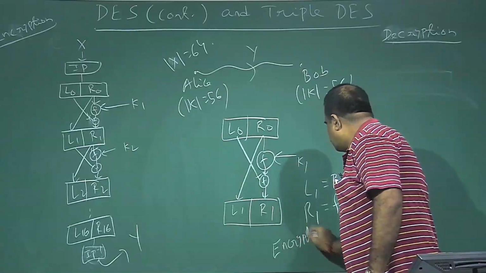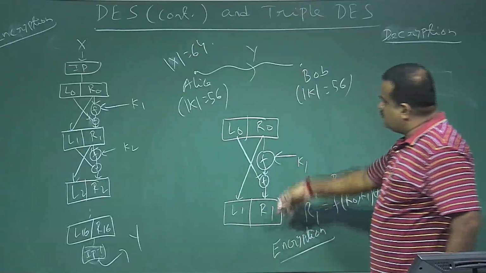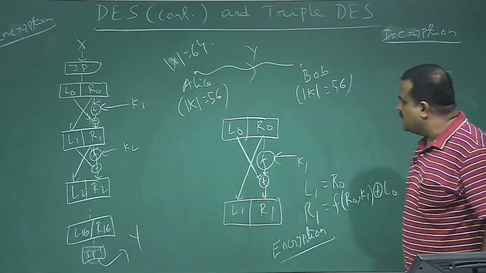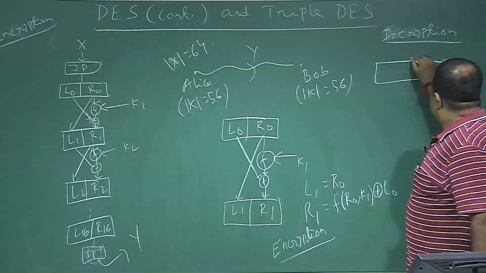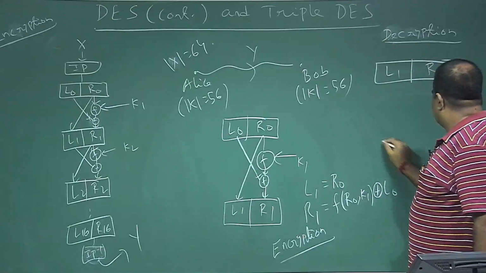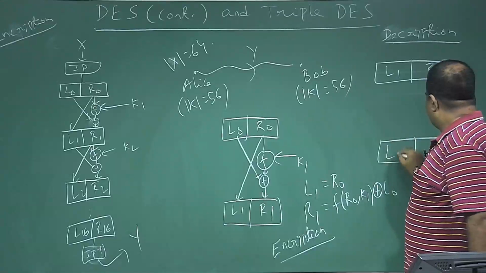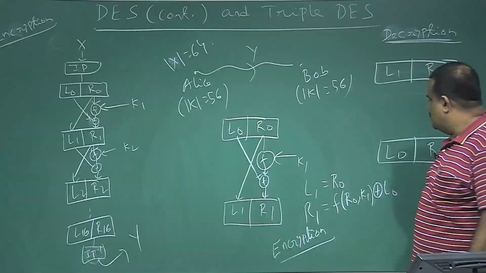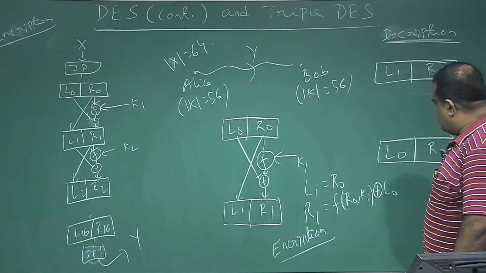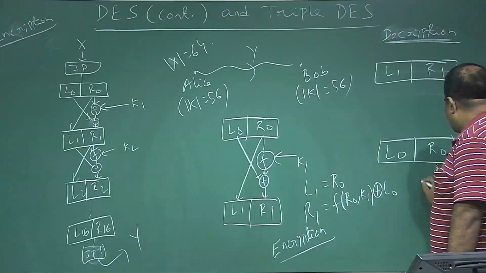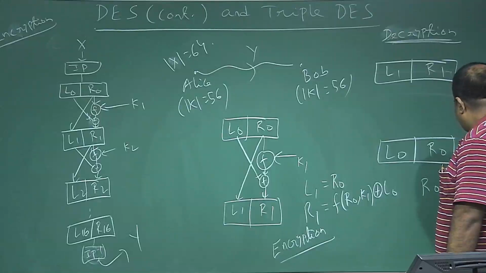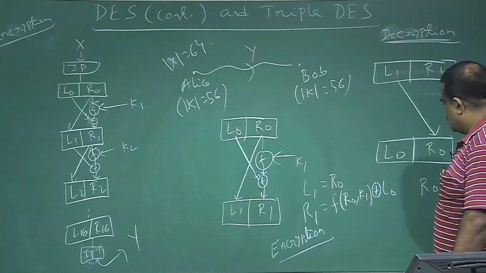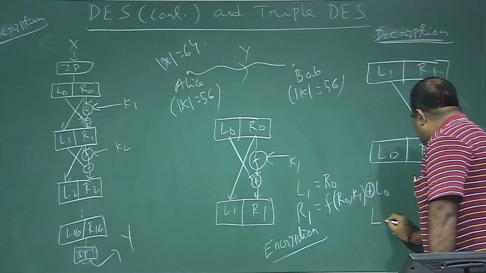Okay. Now we want to decrypt, we want to make it reverse. So for decryption, our input will be L1 R1. Now we need to get L0 R0. This is the decryption process we want to mount. Okay, so how can we do that? From this equation we can say R0 is basically L1. Now we need to get L0.